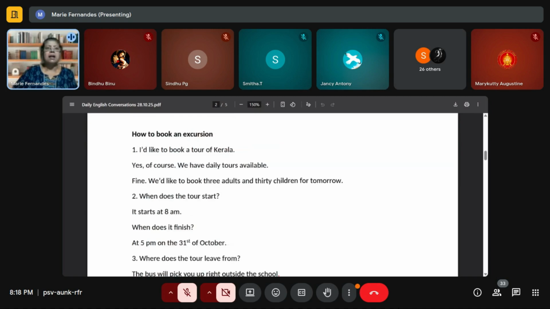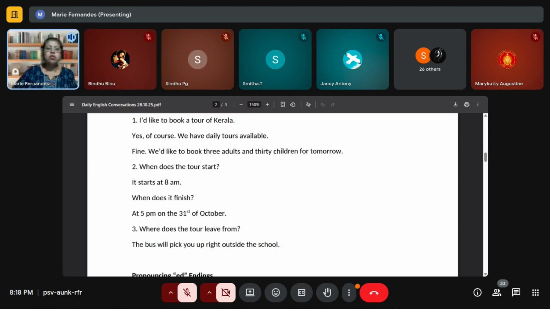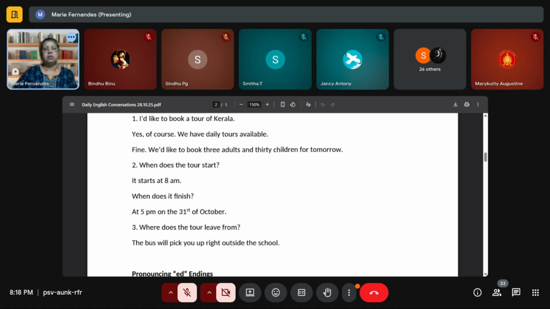Okay. I'd like to book a tour of Kerala. Yes, of course, we have daily tours available. Fine. We'd like to book 3 adults and 30 children for tomorrow. When does the tour start? It starts at 8 a.m. When does it finish? At 5 p.m. on the 31st of October. Where does the tour leave from? The bus will pick you up right outside the school.